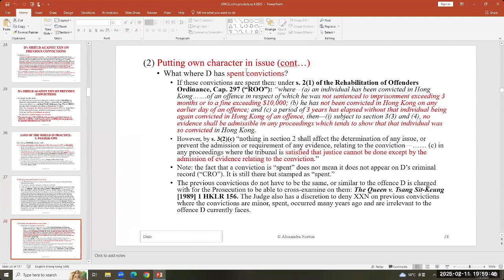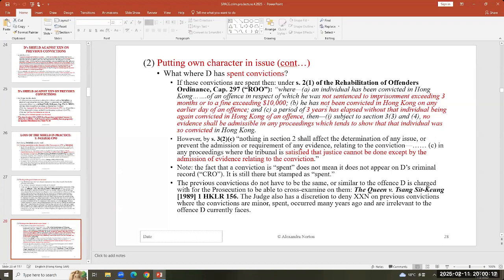So what if a defendant has spent convictions? Remember that this is where the defendant does not get sentenced to imprisonment of more than 3 months and hasn't been convicted previously. In other words, when he is convicted for the first time, he's got a clear record, and then 3 years go by, that conviction is then considered to be spent under the Rehabilitation of Offenders Ordinance. And as a general principle, it is not admissible.